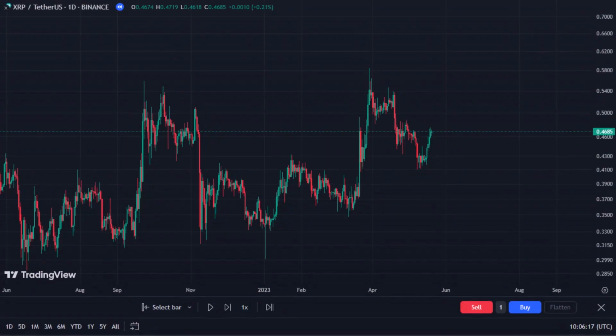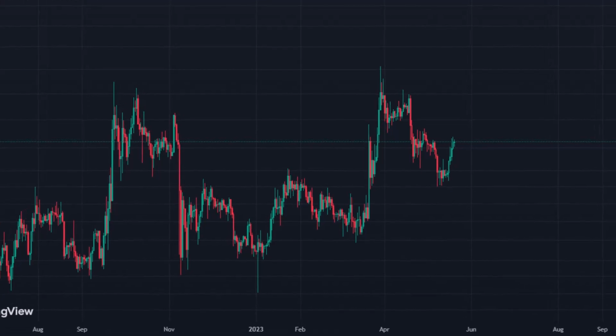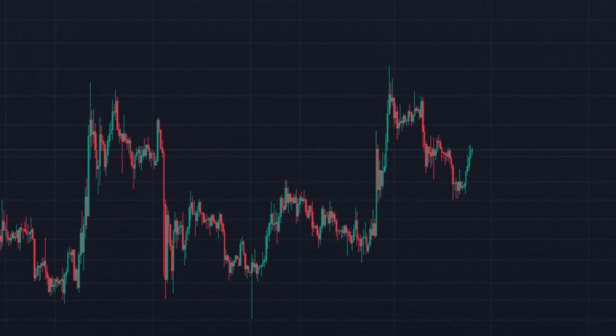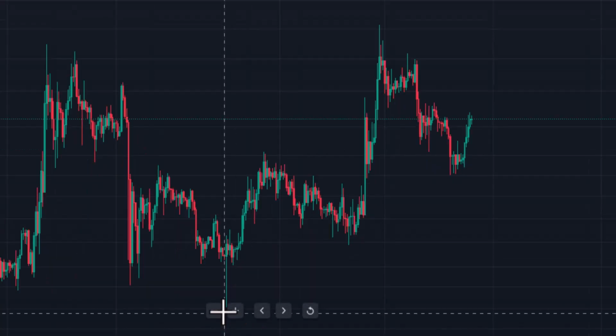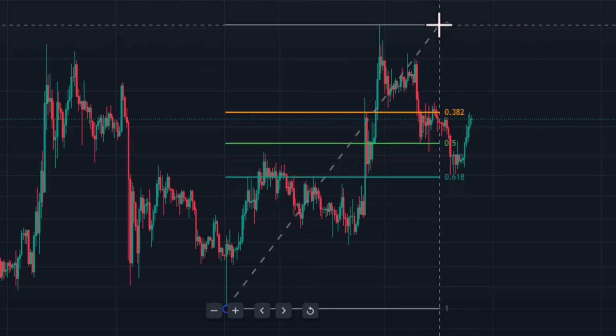Now, to use the retracement tool when the price is in an uptrend, we must first find the most recent major swing low on the chart. For example, on this chart, this is the major swing low, and then we must find a major swing high, which is this point. Then we grab the retracement tool and plot it from the low of the swing low to the high of the swing high.